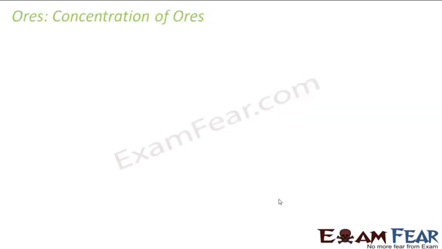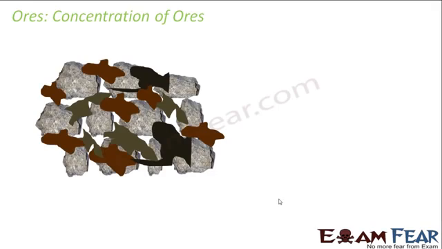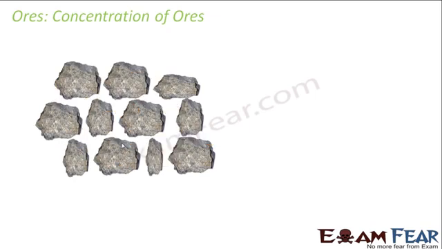Let's start this. First, the concentration of ore. As I told, concentration of ore is nothing but you have this raw ore. From this raw ore, these particles, the brown, gray, black, are unwanted particles like sand, clay, etc. They have to be removed, right? So it is removed, and this process is called concentration of ore, correct? Also called, as I told, dressing, or it's also called benefaction.